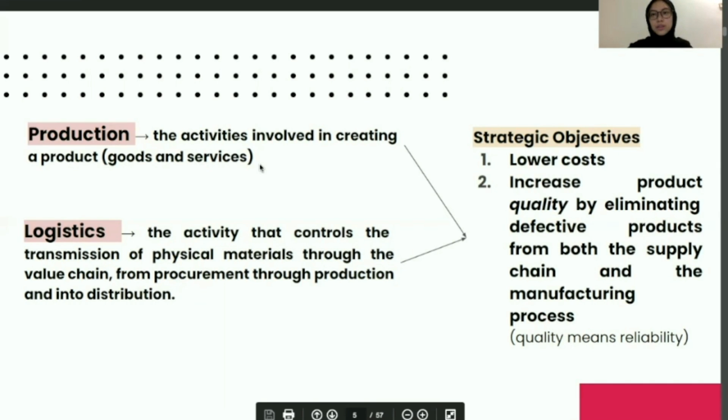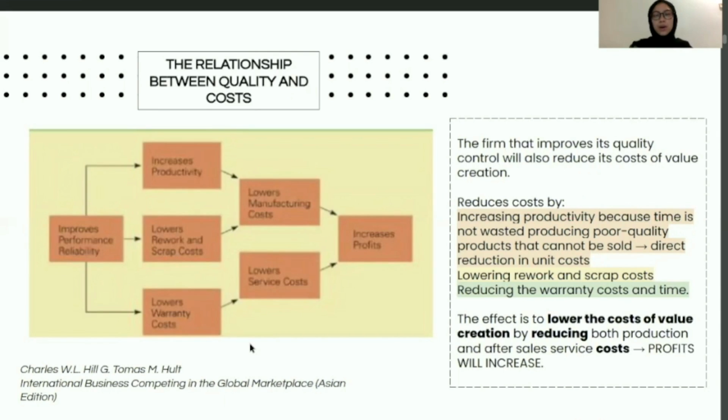And the second one is to increase product quality by eliminating defective products from both the supply chain and manufacturing process. In this context, quality also means reliability, where it implies that the product has no defects and performs well. In the next slide, we can see a figure that explains the relationship between quality and costs. The firm that improves its quality control will also reduce its cost of value creation.